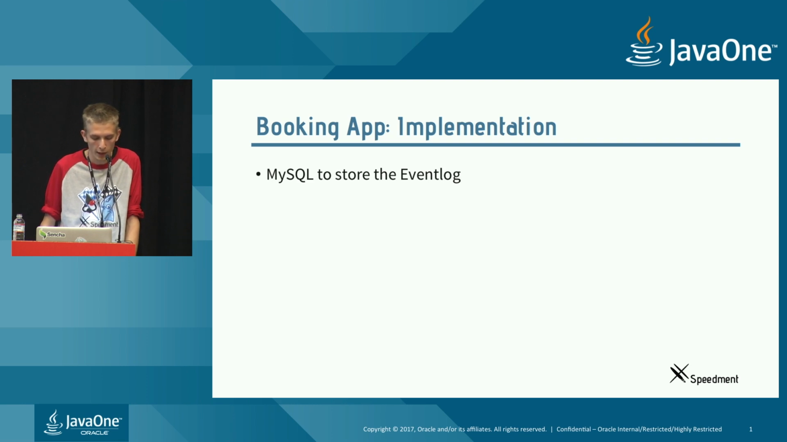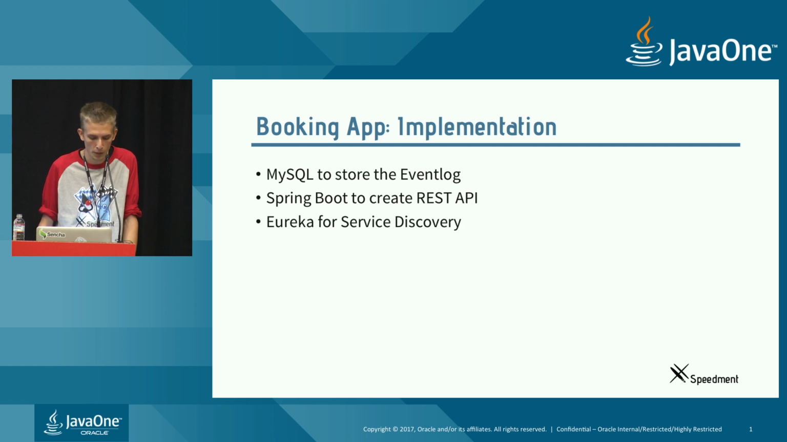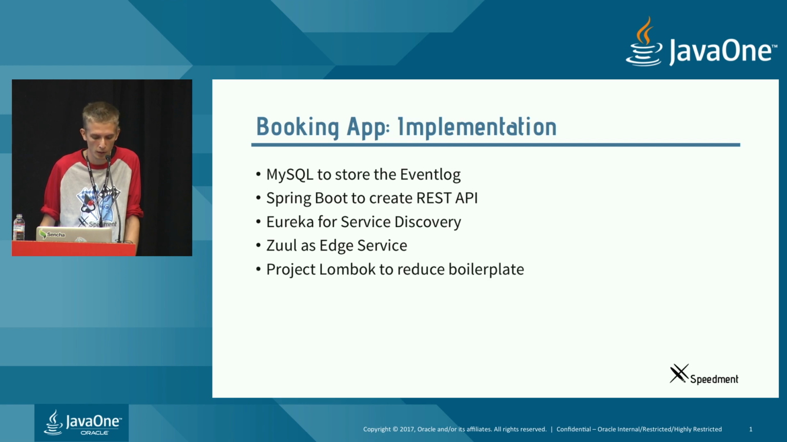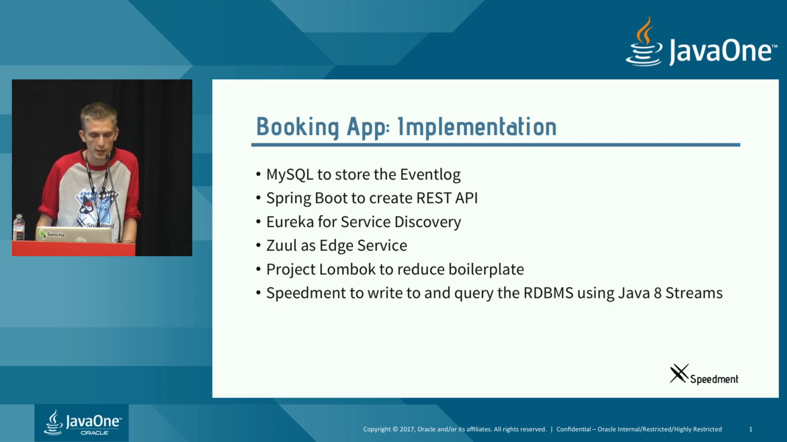First off, we used MySQL to store the event log, and Spring Boot to create the REST API. We use Eureka for the service discovery, and Netflix Zuul for the Edge service. We also use Project Lombok to reduce the boilerplate in the system, and Speedment, our own product, to write and query the database using Java 8 streams. It looks like everybody put up their phones, so I'm going to stay on this slide for a little while.